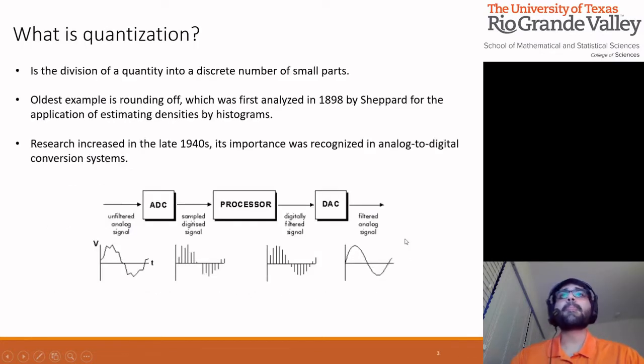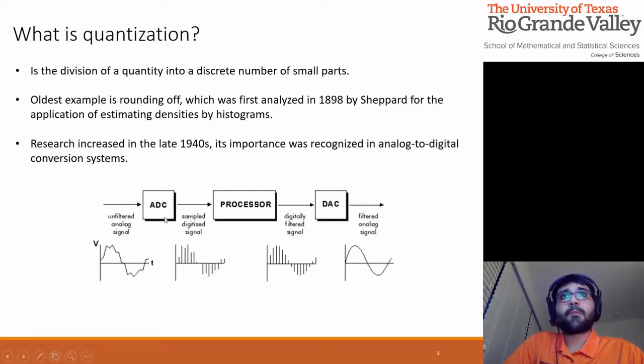So, what is quantization? It is the division of a quantity into a discrete number of small parts. And the oldest example is rounding off, which was first analyzed in 1898 by Shepard for the application of estimating densities by histograms. Then the research increased in the late 1940s, and its importance was recognized in analog to digital conversion systems.